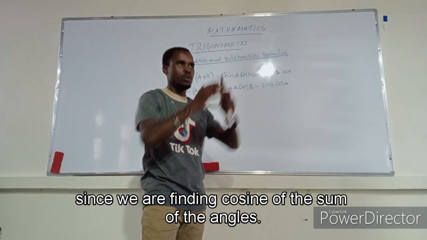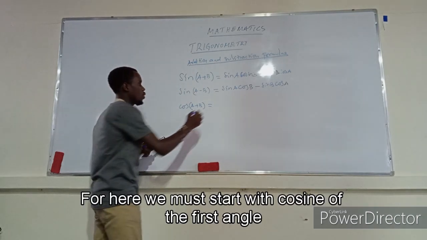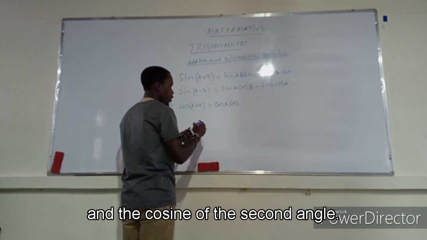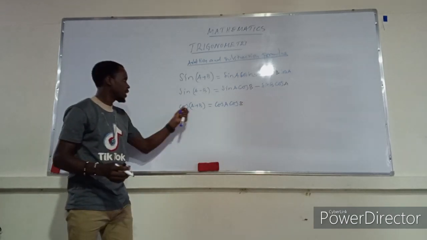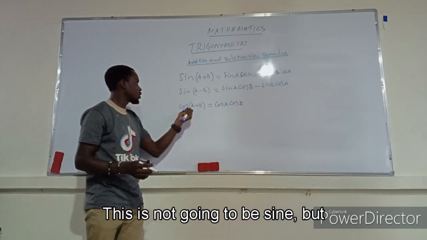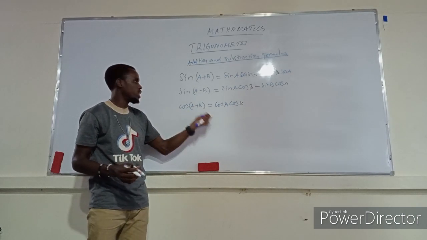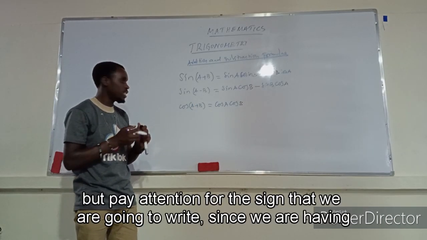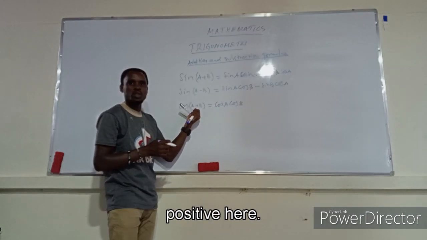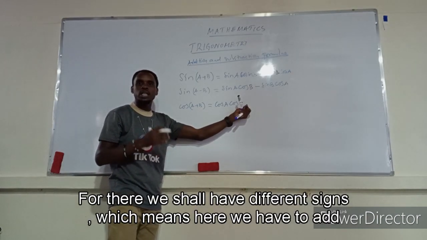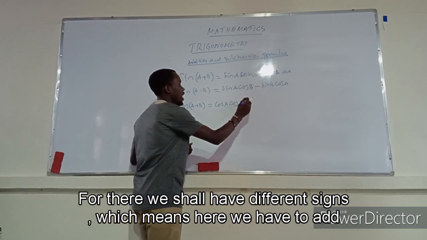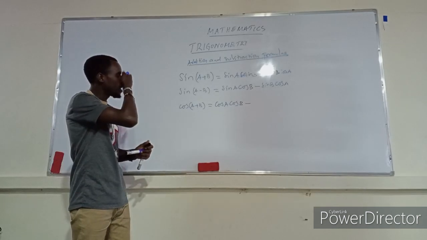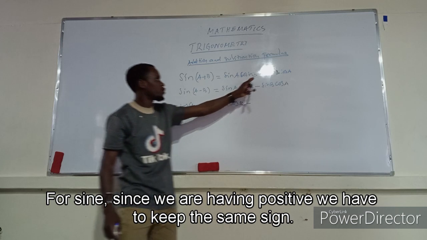Since we are finding the cosine of the sum of the angles, we must start with the cosine of the first angle and the cosine of the second. Since we have cosine of A plus B, we shall get cosine of A cosine of B. But pay attention to the sign that we are going to write. Since we have a positive here, there we shall have a different sign, which means here we have to add a negative sign. This is quite different from sine. For sine, since we have a positive, we keep the same sign.